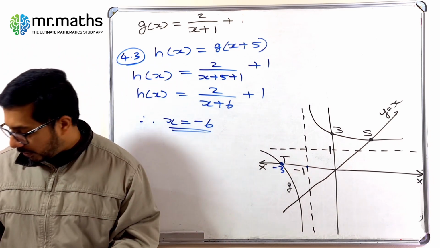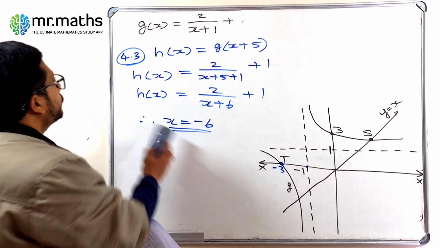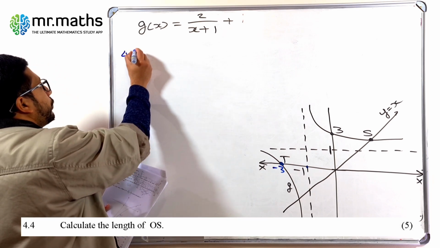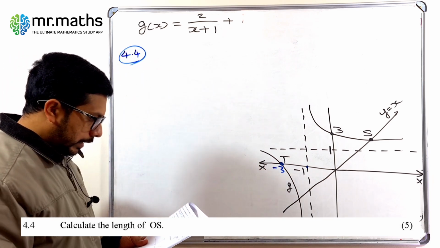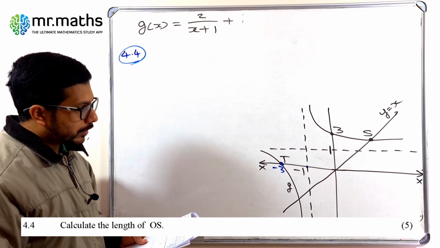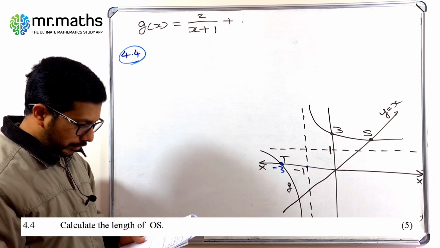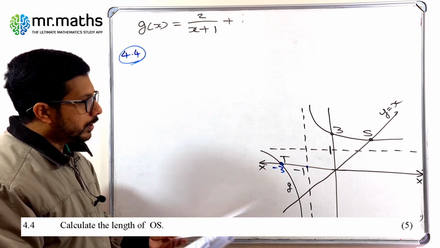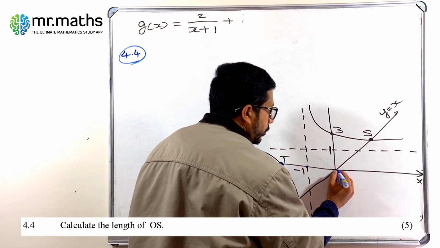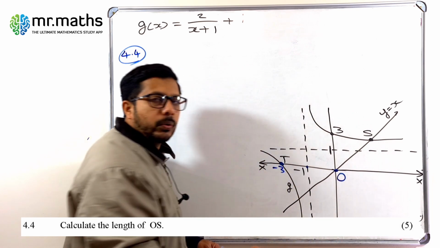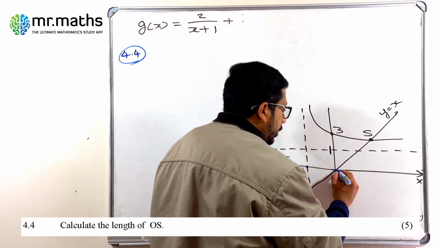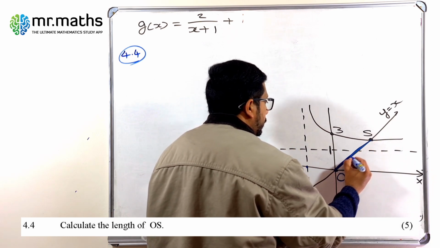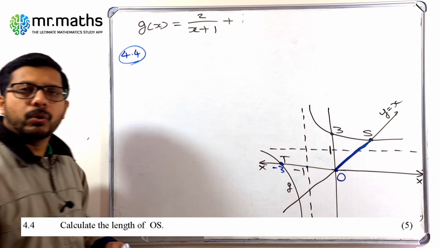Now let's go to the next question, question number 4.4. What is question number 4.4? Calculate the length of OS. Where is this O and S? I think O is the center. Yeah, O is the center. So this is the origin, they call it origin, center. So calculate the length of this line OS.